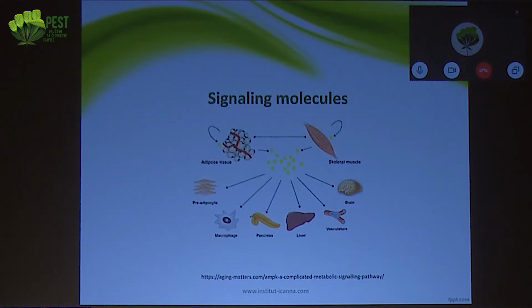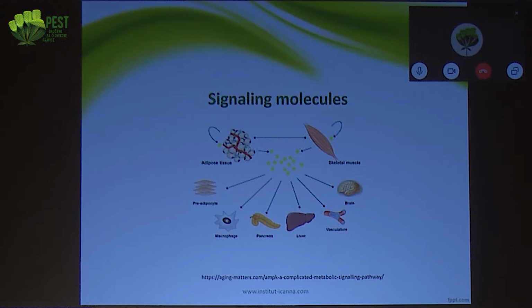Of course, cells cannot text each other SMS messages or WhatsApp messages, but they have a different way. They synthesize different kinds of molecules. We call them signaling molecules, with which they send these messages and tell what's going on. And we know a huge array of signaling molecules.